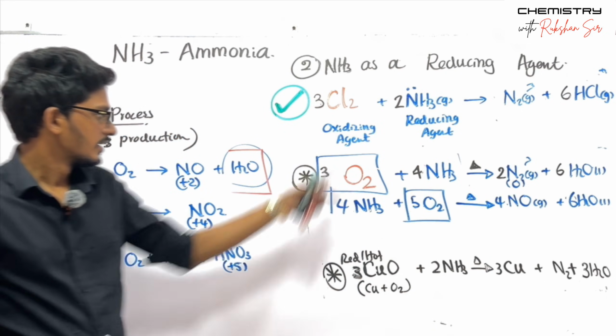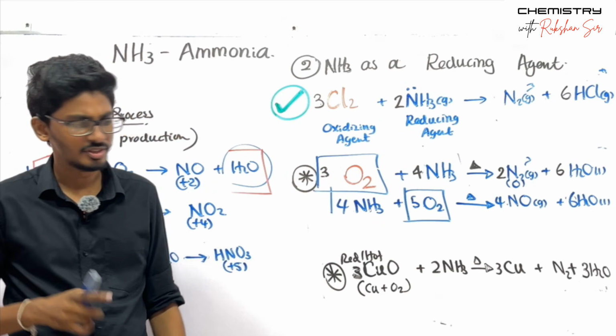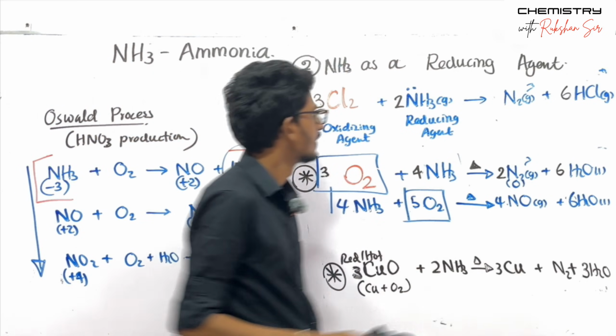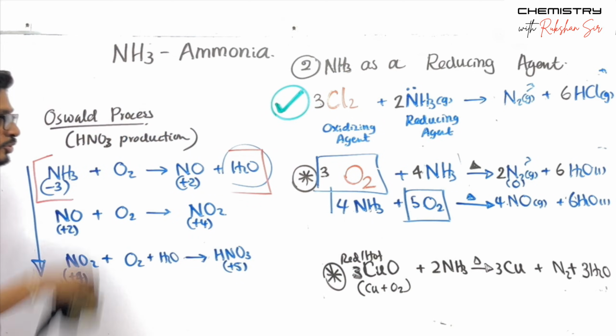So this is the second kind of reactions. Right? NH3 as a reducing agent. Right. Let's move to the next one.